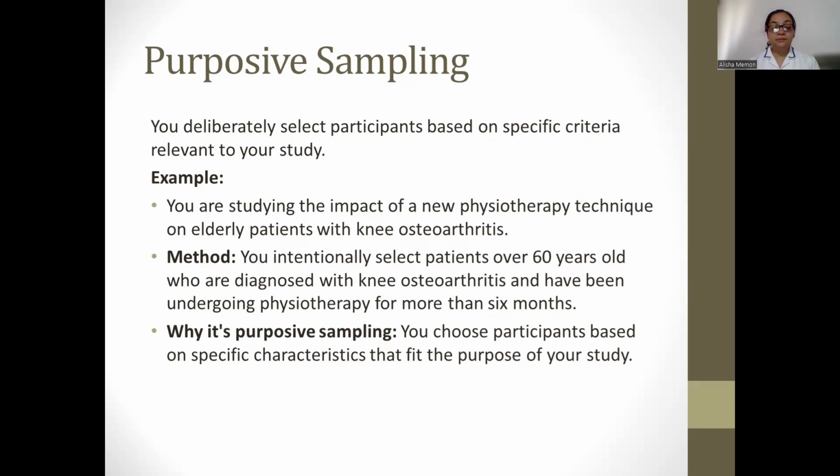So here, we can make this more accurate when it comes to inclusion criteria. In this case, I will select patients who are over 60 years. I will select patients who have been diagnosed with knee OA. I will select patients who may have a specific type of knee OA and who are undergoing physiotherapy for more than 6 months. So here I have certain fixed criteria on the basis of which I am going to recruit samples in the study. Which is why it is known as purposive sampling, because we are choosing participants based on specific characteristics that fit the purpose of my study. So this is about purposive sampling.